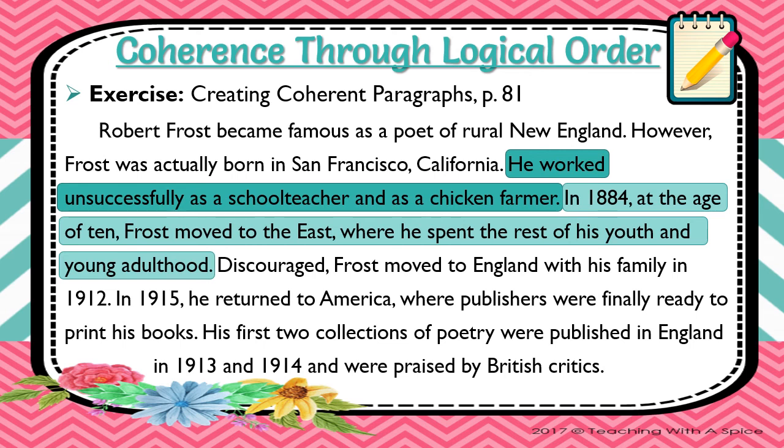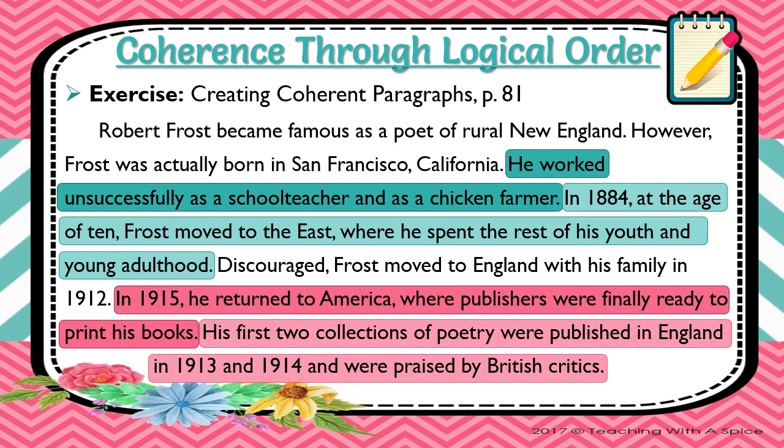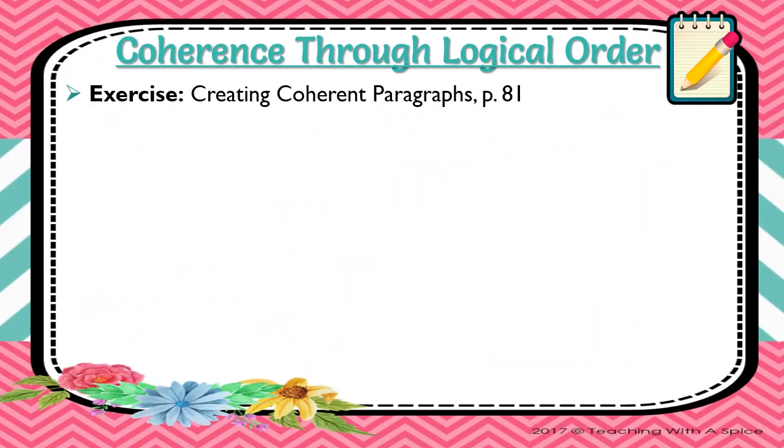So then we have in 1915, he returned to America. But the sentence after that talks about the years 1913 and 1914. So we go from 1912 forward to 1915, backward to 1913 and 1914. So we need to switch this sentence with this one so that we go from 1912 to 1913 and 1914 to 1915. So we're going in order. So your new paragraph would look like this.